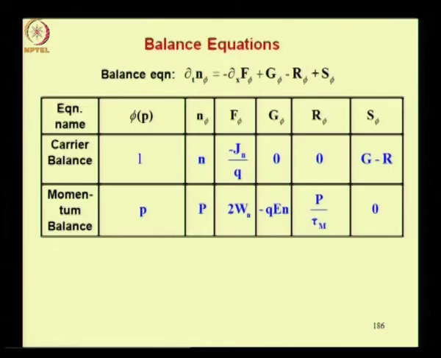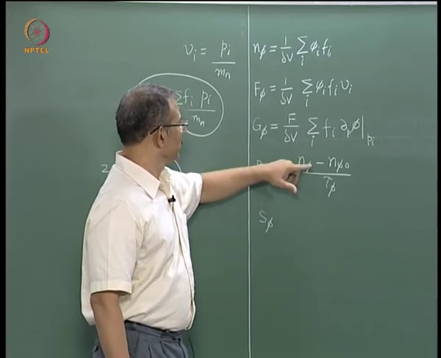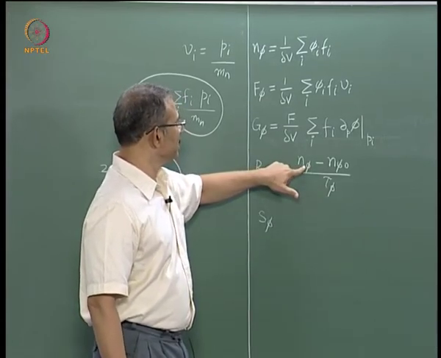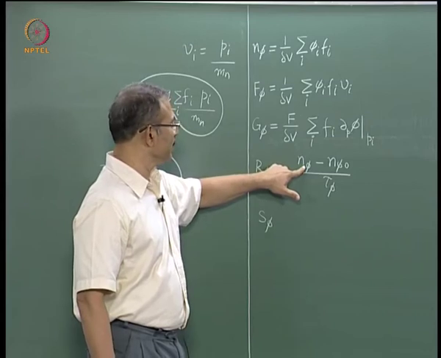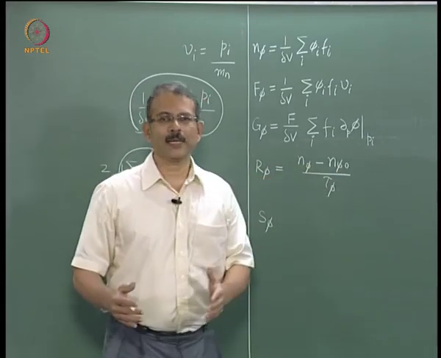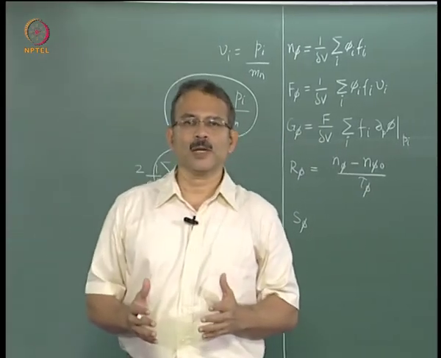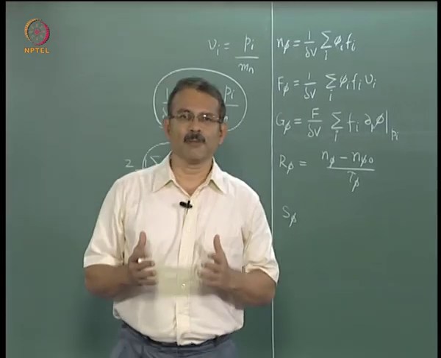Let us look at the next term, r phi. It is shown as the momentum density P by tau m. R phi is the term here. Now the n phi for us is the momentum density. This is momentum density under equilibrium. Now you know that under equilibrium the carriers have no net motion in any direction, therefore the momentum density of carriers in equilibrium is 0.